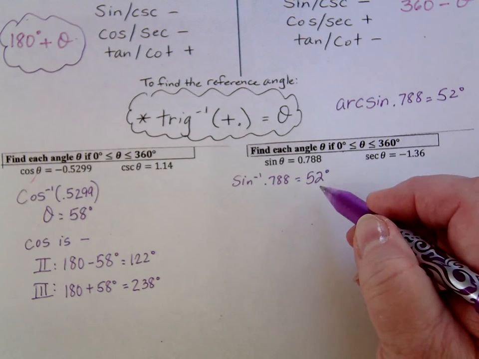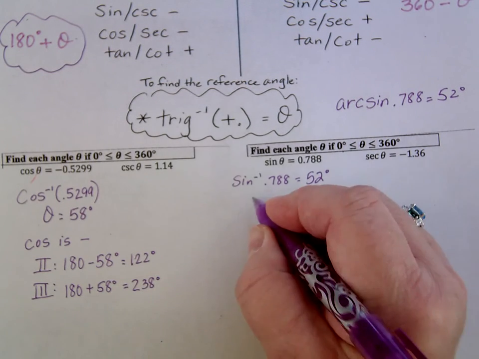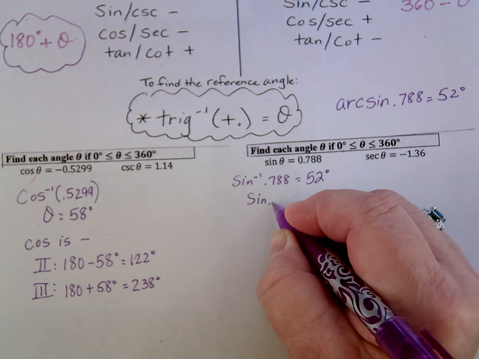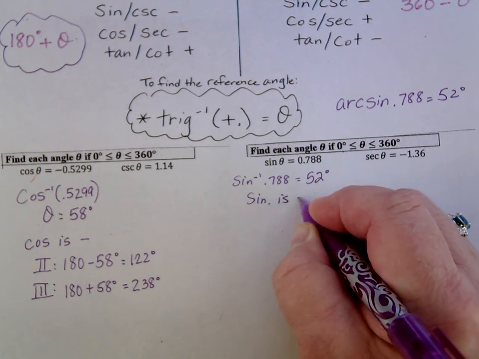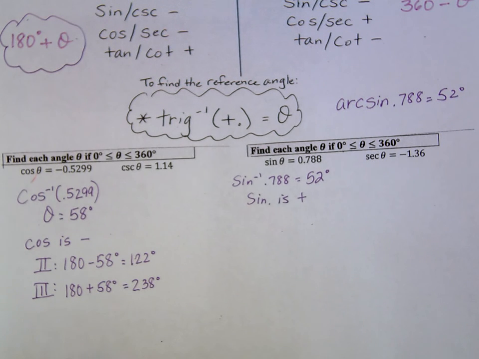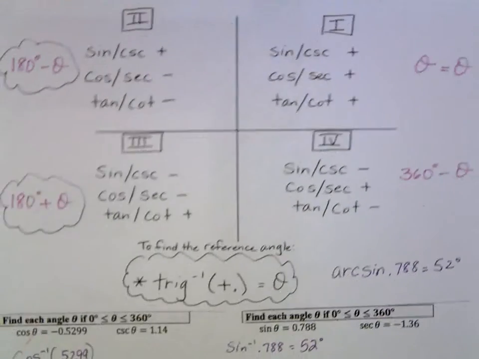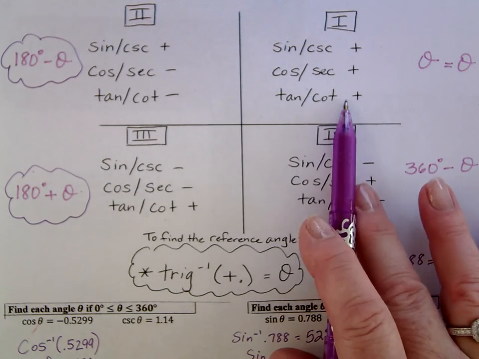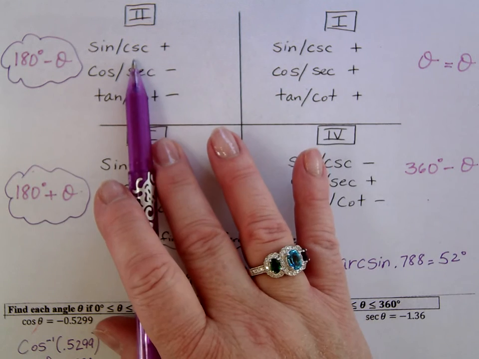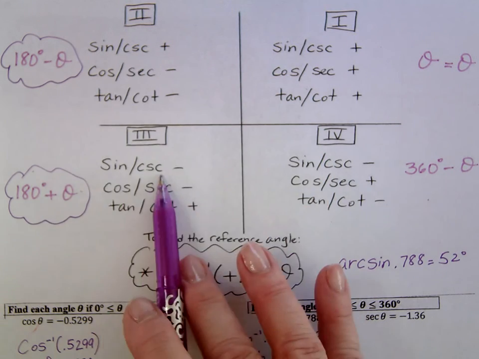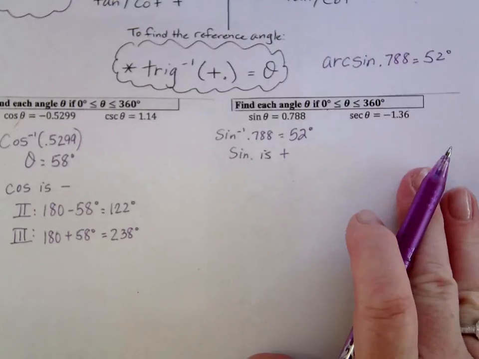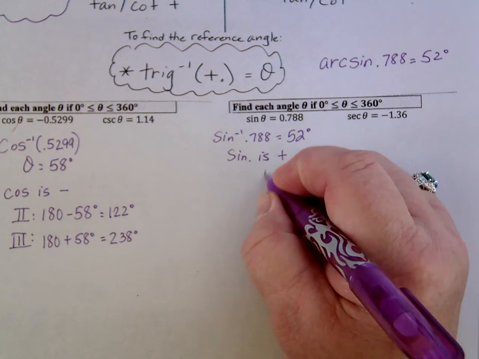Now I have sine is a positive 0.788. So sine is positive. I want to know where that happens. What quadrants has a sine that's positive? So I go back to the top of my page. Everybody's positive in the first, and sine is also positive in the second, not in the third or fourth. So my answer for this is the first quadrant and the second quadrant.